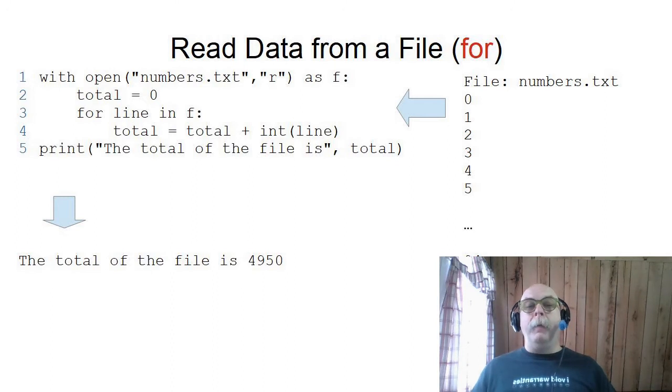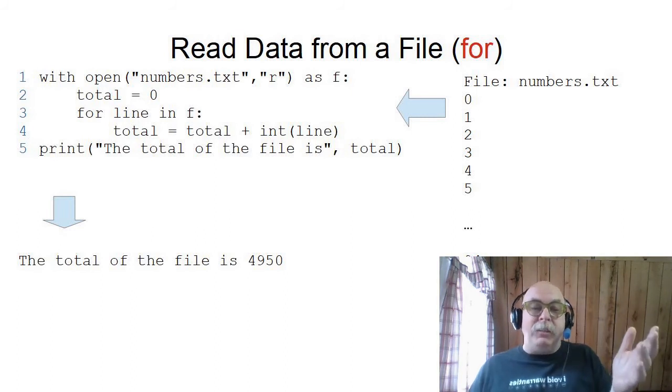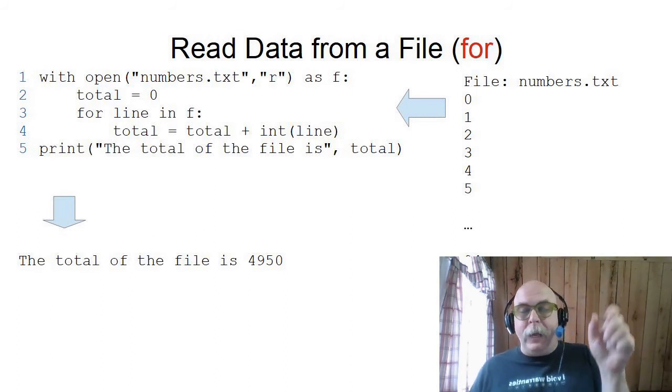So on line 1, we open the numbers.txt file for reading this time instead of for writing, using the quote R. On line 2, I set the variable total equal to 0 because we've got to have a variable to accumulate that total into. On line 3, I say for line in F. So F is kind of like a list, but it's the file. And what happens is each time we loop through the for statement, the variable line will contain the next line from the file. You could have called it something else besides line. Just kind of makes sense to call it line to me because I'm getting a whole line.